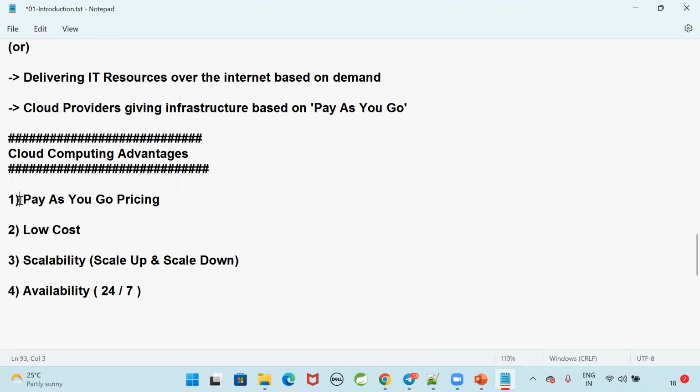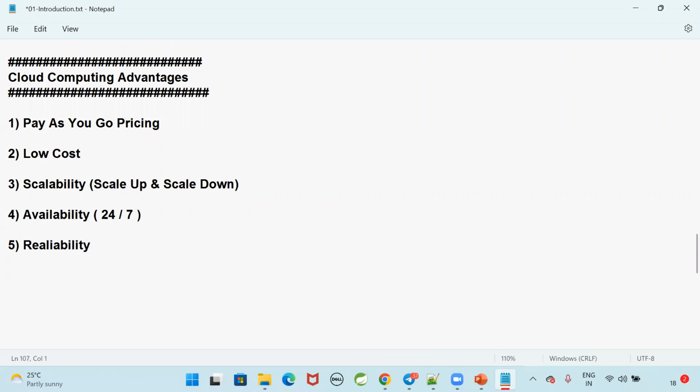Pay as you go pricing is one advantage. Low cost is one advantage. Scalability is one advantage. Availability is one advantage. Reliability means strong. Whatever infrastructure they are providing is not going to fail. It is already tested and proven. So many people are already using the cloud infrastructure. It is not going to fail. Reliability is available.